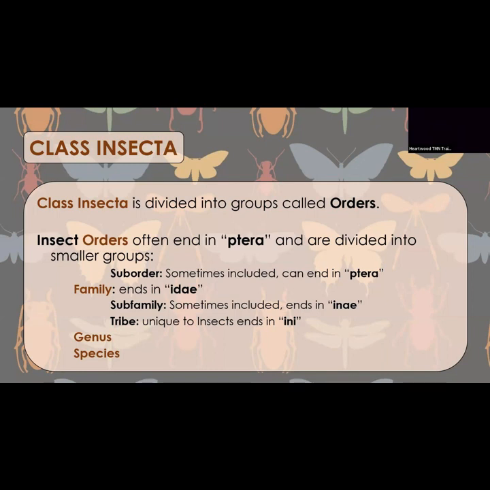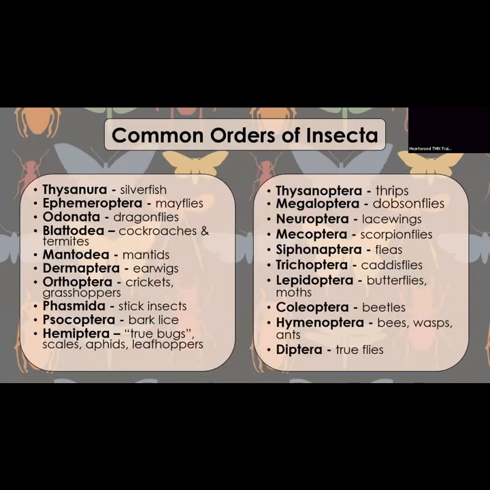And then tribes, that's something that's unique to insects. You don't really hear about tribes outside of insects. I can't keep up with tribes. But they often end in Ini, and then you have your genus and your species, right? So order, family, genus, species, but you do get some of these other things in here. And the ending of the word can tell you what level in the phylogeny you're at.